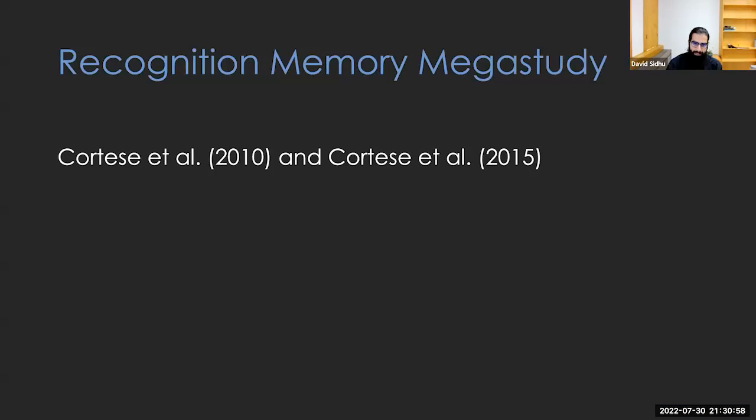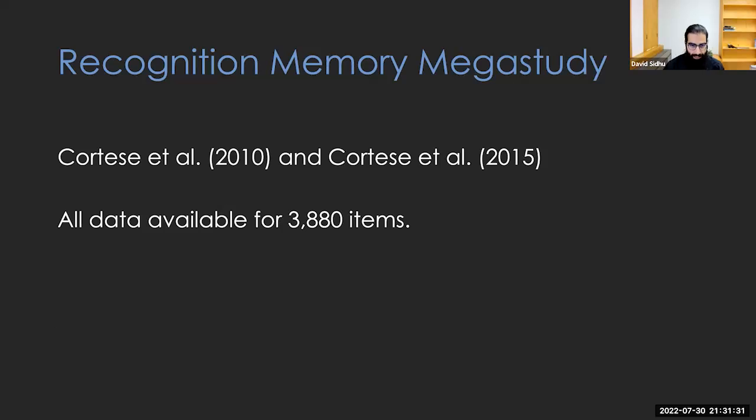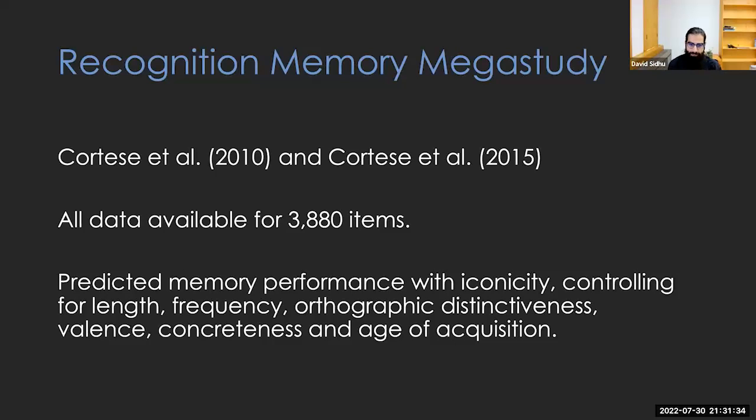So the way that we tried to rule that out was by using mega study data. This is data collected by Cortese and colleagues in 2 papers, where they tested recognition scores for thousands of words. And importantly, when participants studied these words, they were normally distributed. So it wasn't the case that they studied half onomatopoeic words. So if we get an effect of iconicity here, it can't be an effect of list context. We had data for 4,000 items, and what we did was predict memory performance with iconicity after controlling for a variety of things.